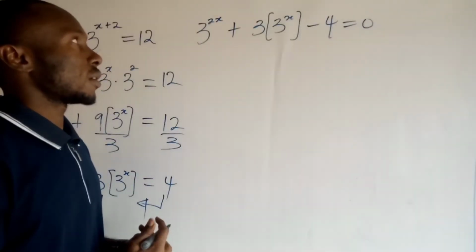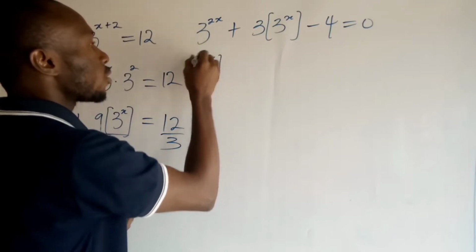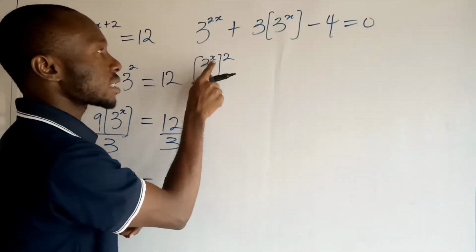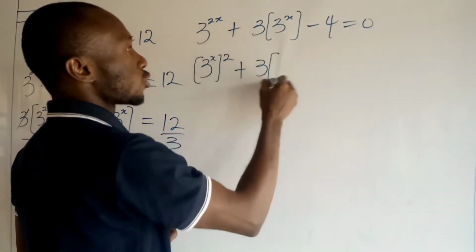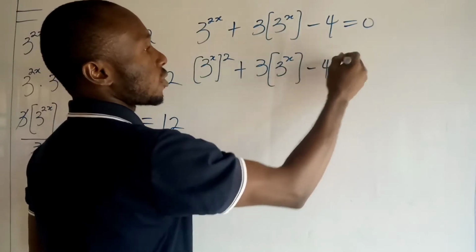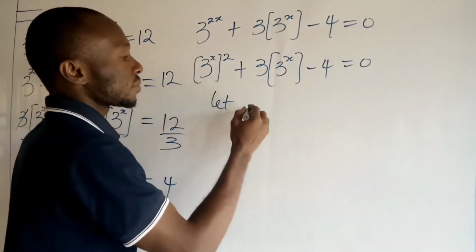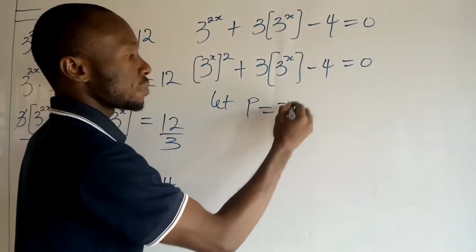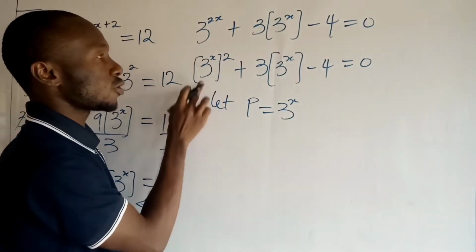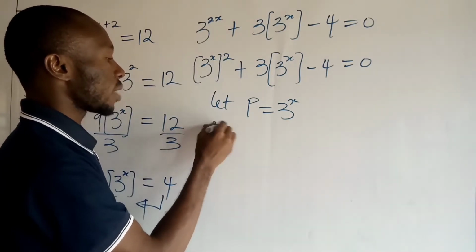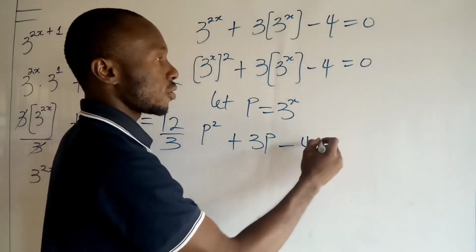Now at this point, I can also rewrite this guy as 3 to the power x all to the power 2, because x times 2 will still give me 2x. So for simplicity, I have now (3 to the power x) squared plus 3 times 3 to the power x minus 4 is equal to 0. Now at this point, I want to make a substitution. I will say let p be equal to 3 to the power x. So wherever I see this guy, I'll replace it with p. So right here, this guy is going to become p squared. So I have p squared plus 3p, then of course minus 4 is equal to 0.